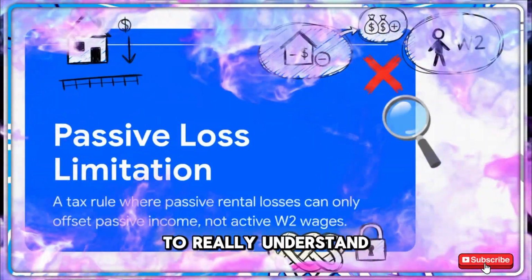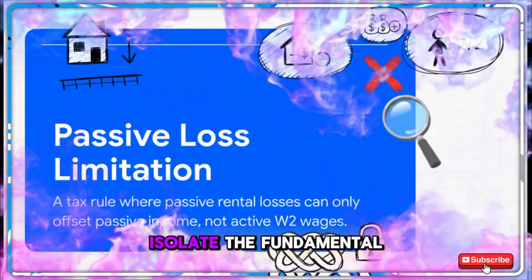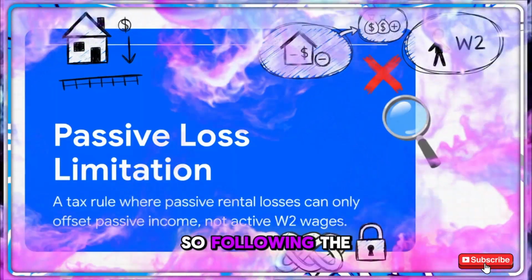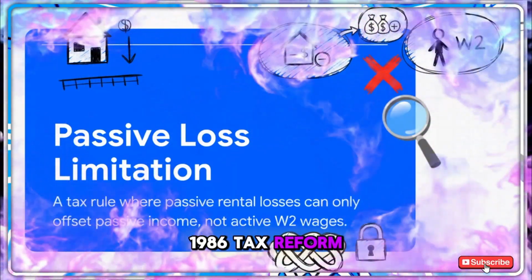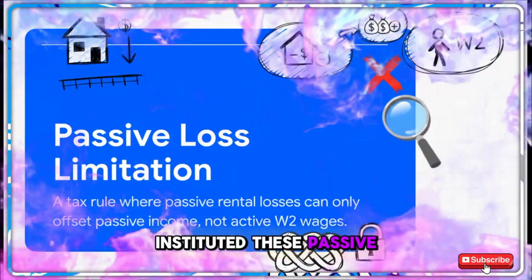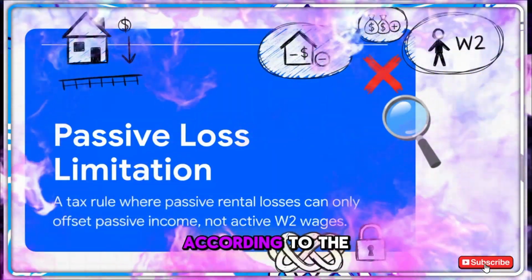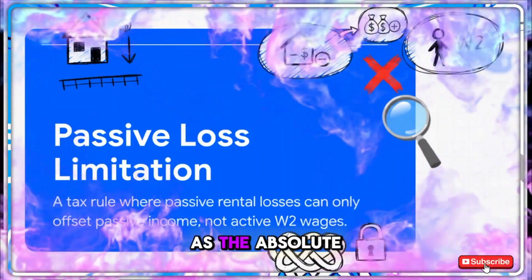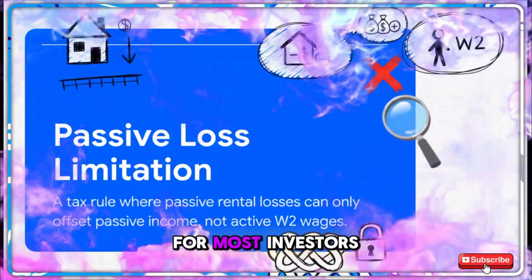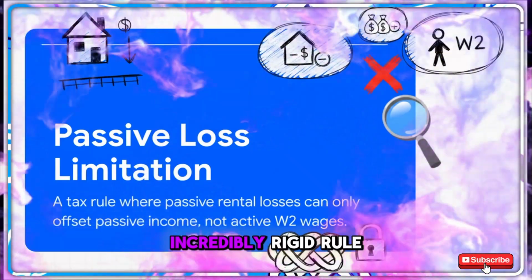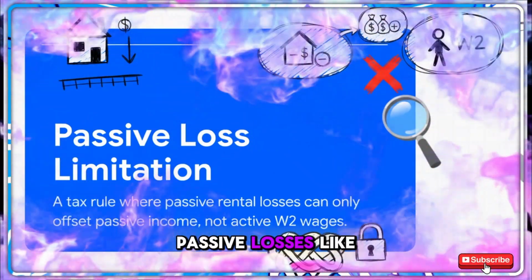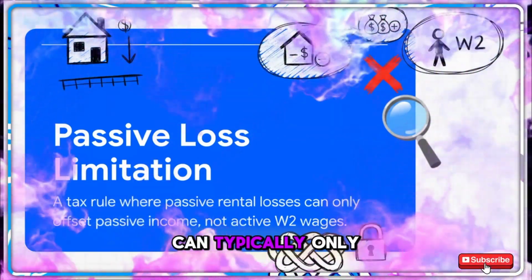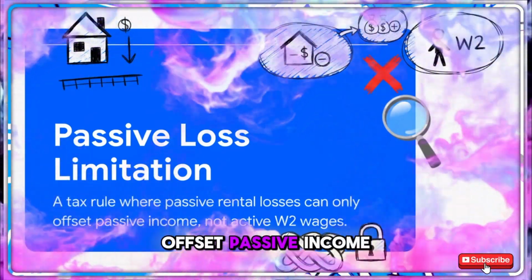To really understand the solution, we first have to surgically isolate the fundamental problem that's restricting high-income earners. Right, so following the 1986 Tax Reform Act, the government instituted these passive loss limitations. And according to the deep financial analysis in the report, this limitation acts as the absolute core barrier for most investors. It dictates this incredibly rigid rule. Passive losses, like the massive paper depreciation generated by rental properties, can typically only be used to offset passive income.